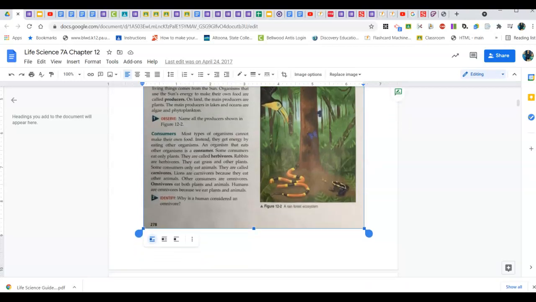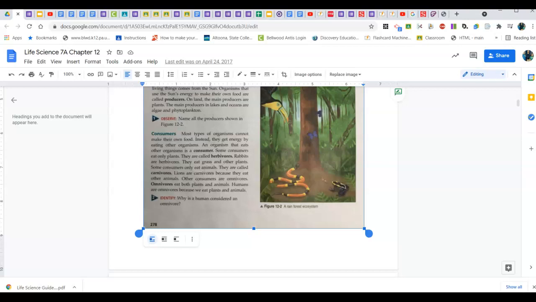Consumers. Most types of organisms cannot make their own food. Instead, they get energy by eating other organisms. An organism that eats another organism is a consumer. Some consumers eat only plants. They are called herbivores. Rabbits are herbivores. They eat grass and other plants.